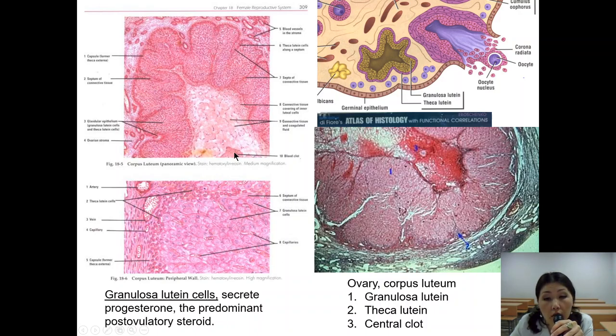This is a blood clot. And the fluid with connective tissue. Connective tissue covering of inner little cells. Theca lutein cells are along the septum, among the septum. And these are blood vessels also.